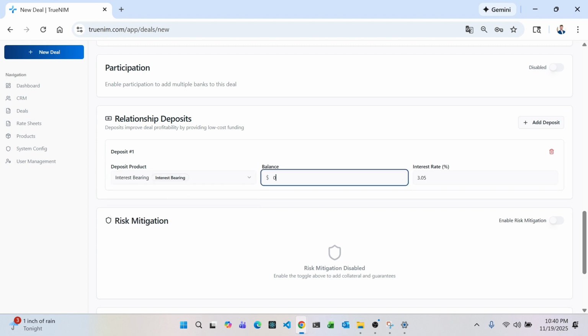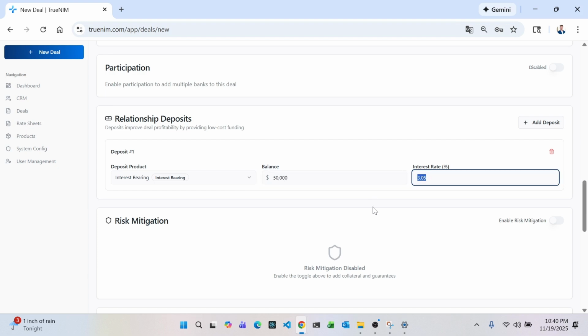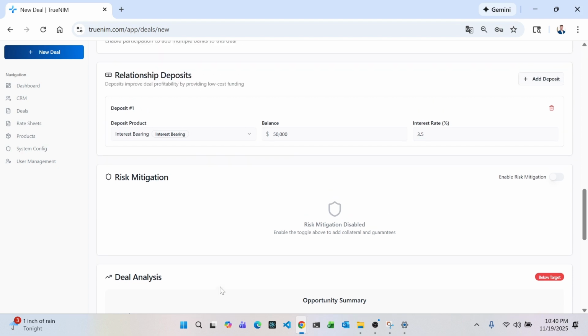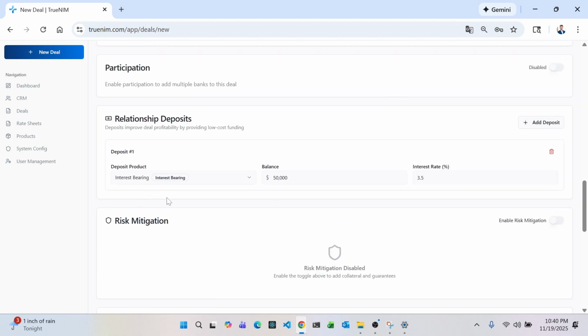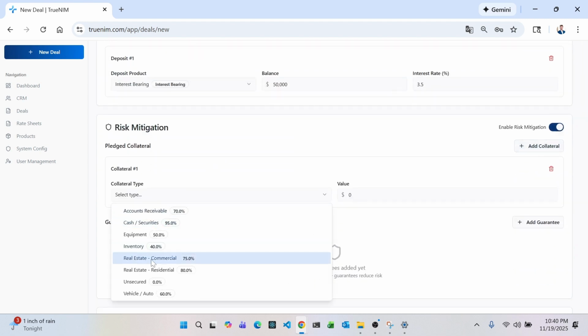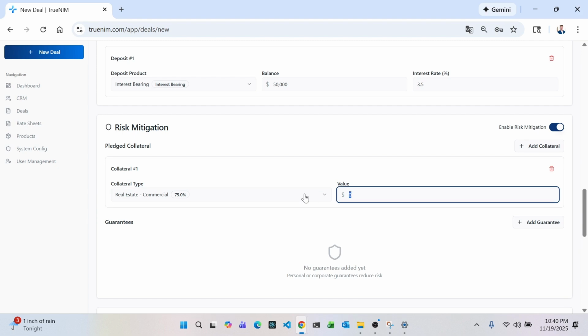So let's say this customer is bringing over $50,000 maybe in a CD. So let's just say it's at 3.5%. This will impact what the total opportunity is going to be of the deal. We'll get to that in a moment. But we could also add risk mitigation, like if they have pledge collateral associated with it, which for a real estate deal, it's going to be incredibly common.